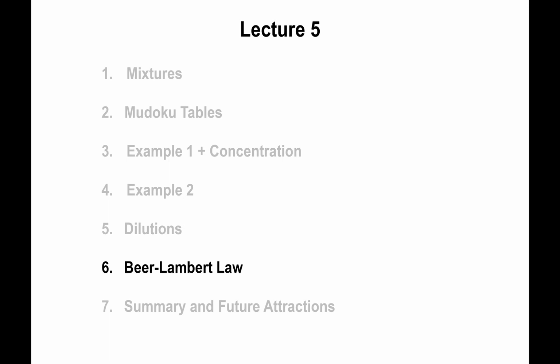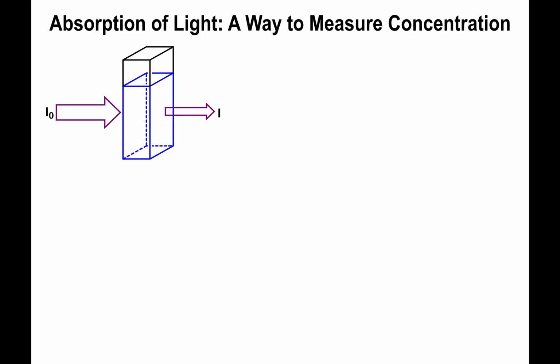Okay, let's talk about the Beer-Lambert law. When you have a solution that contains some concentration of solute in it, you can determine the concentration of that solute by passing light through it. And the idea is that there's some intensity of light that you begin with.